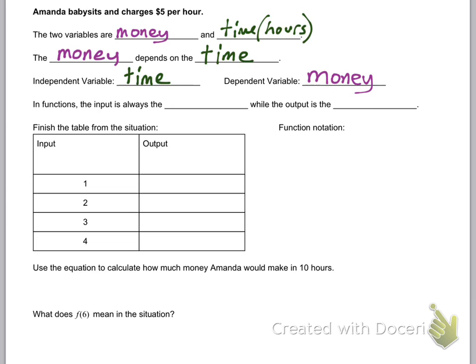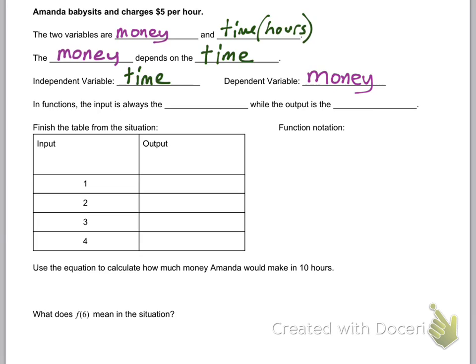Just a heads up, if time is one of your variables, it is almost always the independent variable because time does not depend on much. Time just keeps going regardless of what's around it. So if you have time as one of the variables, it's pretty safe to say it's an independent variable.